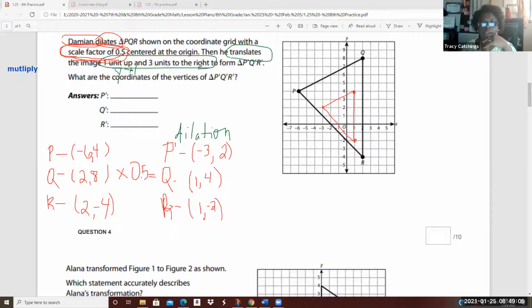Right. So if that was y, this must be x. Would I add or subtract if I'm going right? Good job. We would add. So our x coordinate, we would add 3.